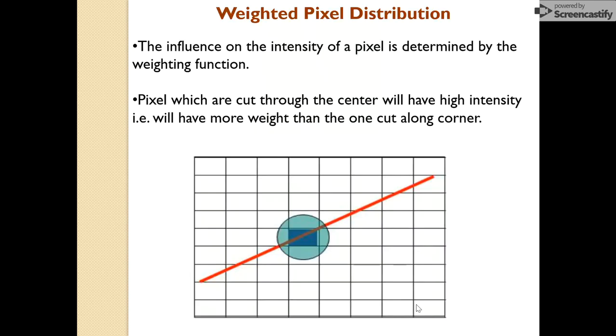Coming to the weighted pixel distribution. What is it? The influence on the intensity of a pixel is determined by the weighting function. The pixel located at the center has its intensity determined by the weighting function. Pixels which are cut through the center will have high intensity and more weight than one which is cut along the corner.